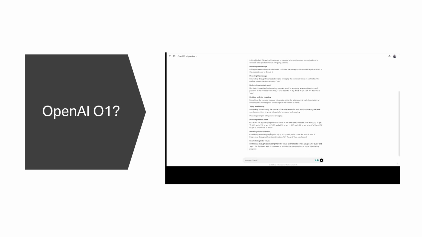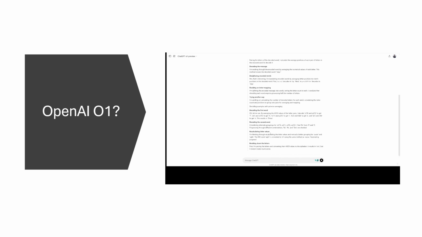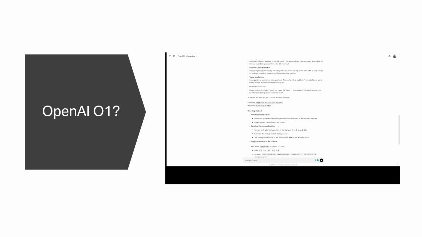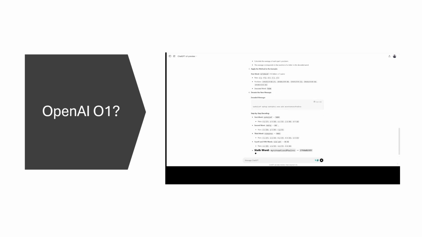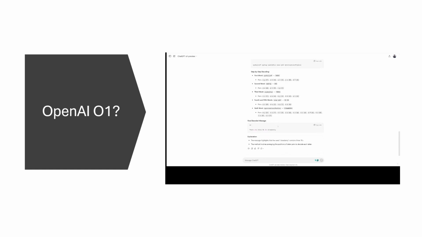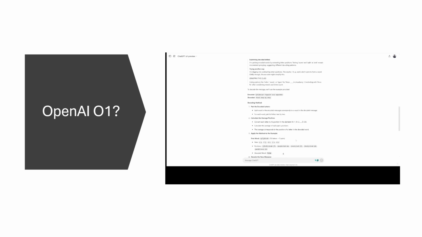To save everyone's time, let's just skip a bit. After O1 has found the answer, it compiles the whole thought into a very clear, organized, step-by-step reasoning, and finally gives out the answer. So the final answer is like the strawberry. There are 3 R's in strawberry, a very famous example.